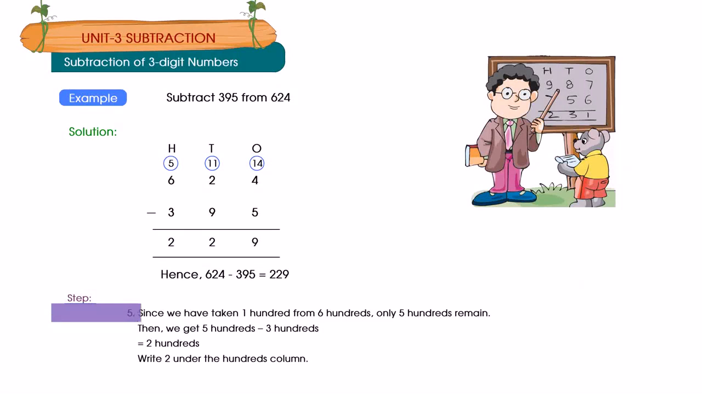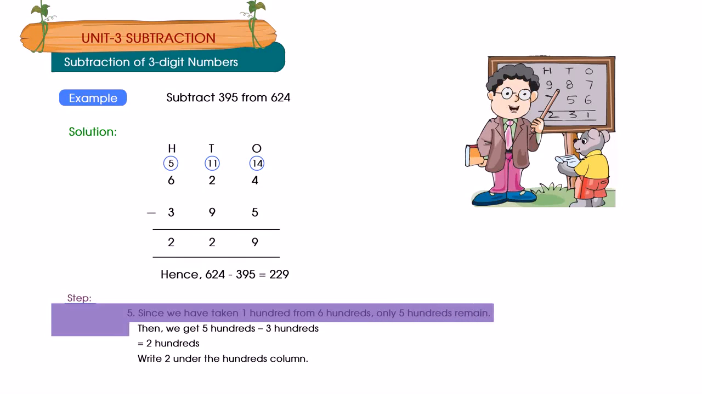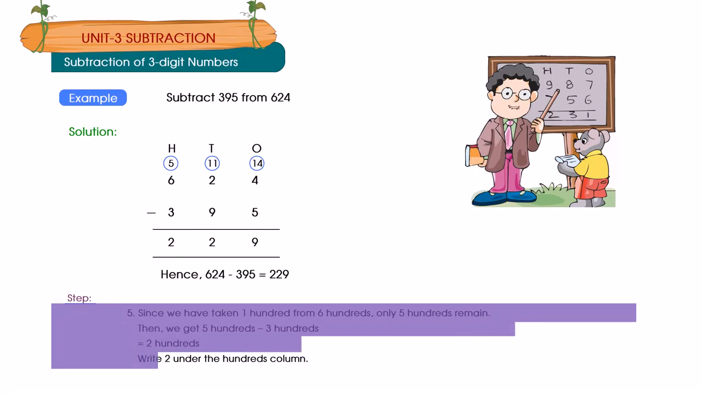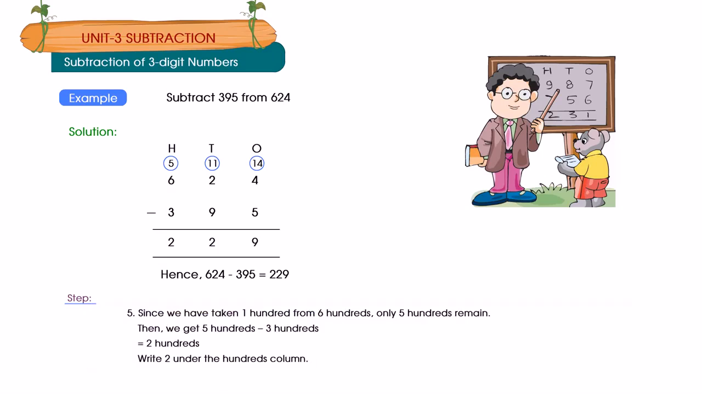5. Since we have taken 100 from 600, only 500 remains. Then we get 500 minus 300 is equal to 200. Write 2 under the hundreds column.